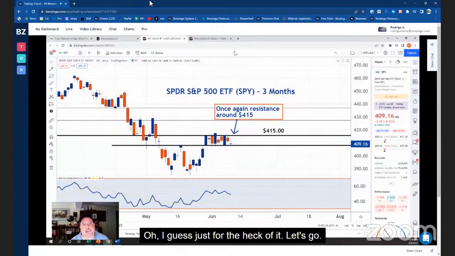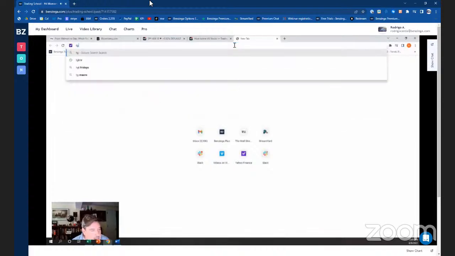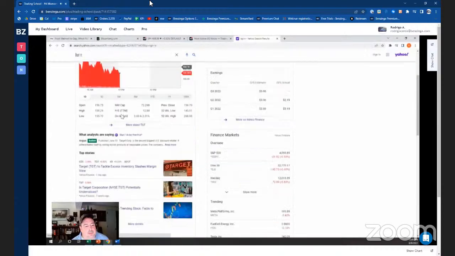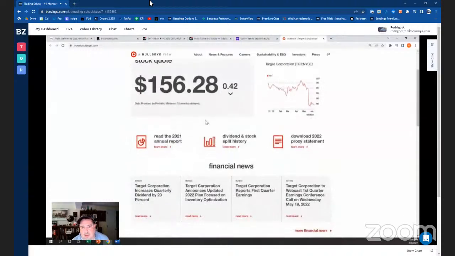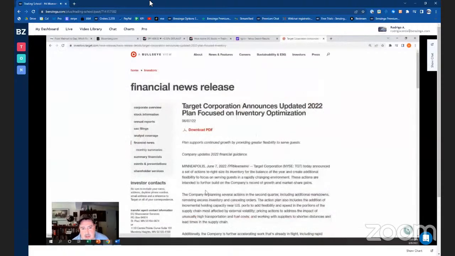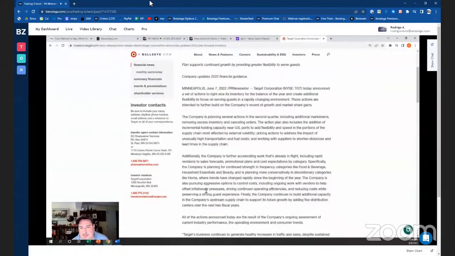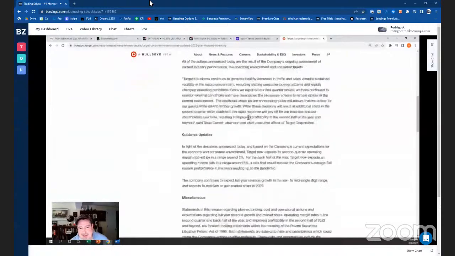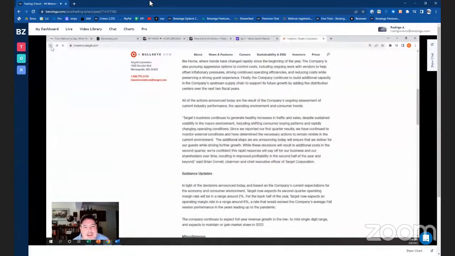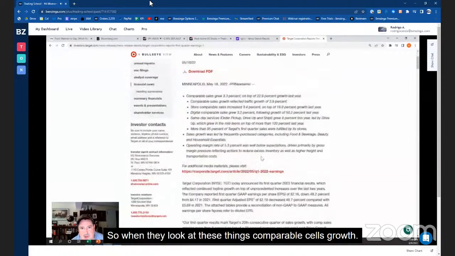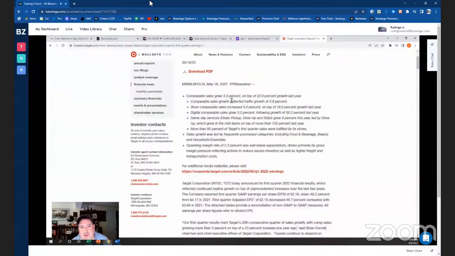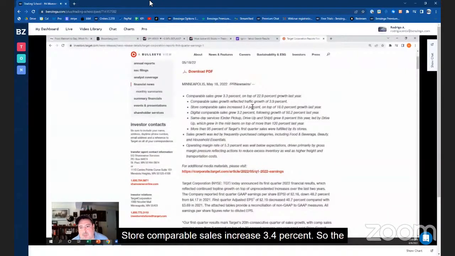And, I guess just for the heck of it, let's go look at Target. We looked at this before. Dividend and stock split history. Oh, they're increasing their dividend by 20%. Yeah, to right size its inventory. All right. Target reports first quarter earnings. So when they look at these things, comparable sales growth, store comparable sales increased 3.4%.